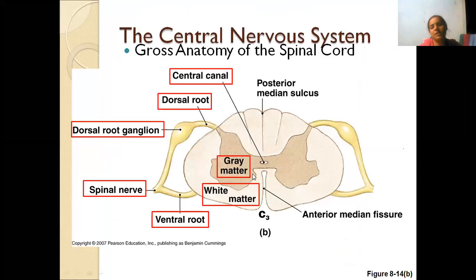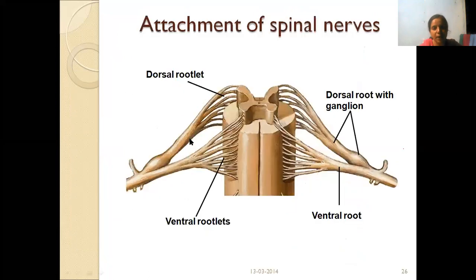Okay, so again the same picture we have. Always, wherever you have this ganglion, you have to identify this as the posterior horn. Only at the posterior horn will we have the dorsal root ganglion.